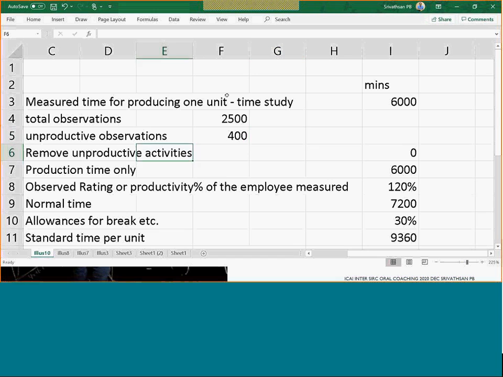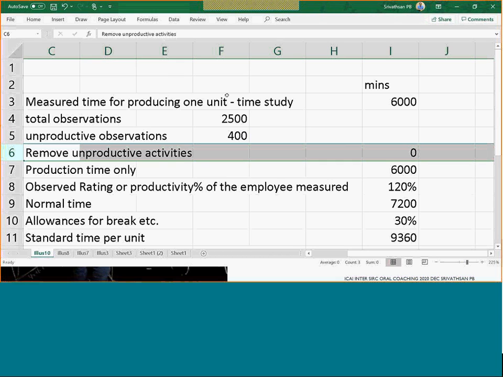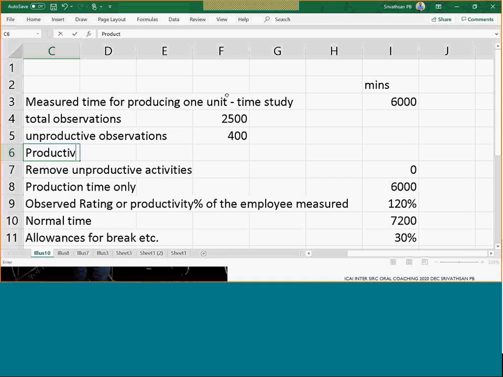Unproductive observations 400, which leaves productive observations 2,100. So unproductive activities of 6,000 minutes, 400 by 2,500. They have not given the time taken for these 400 unproductive observations. I've just applied 6,000 into 400 divided by 2,500.